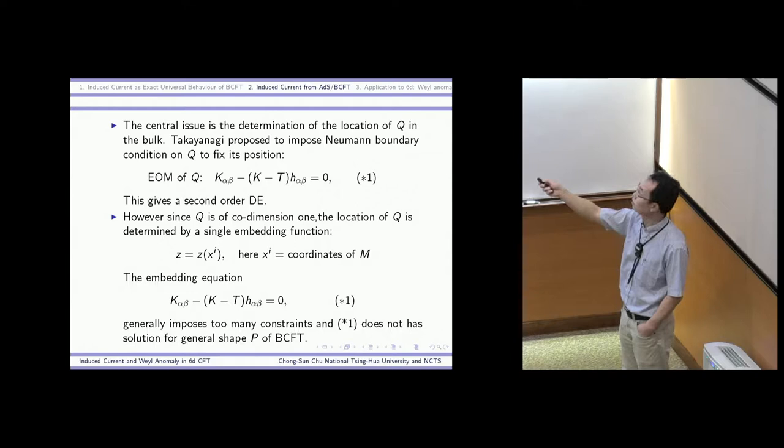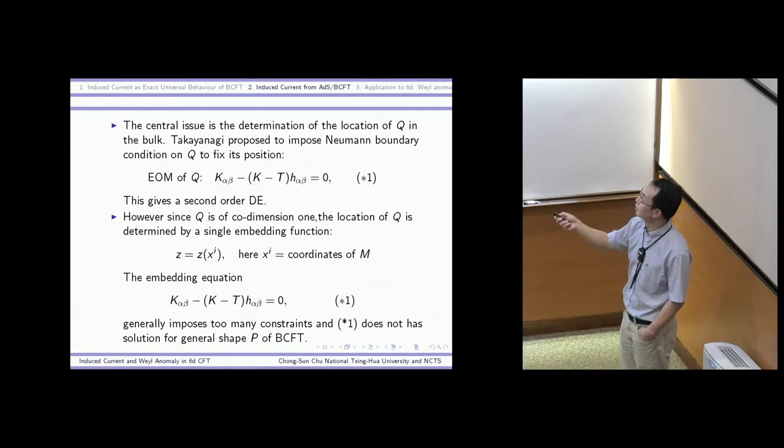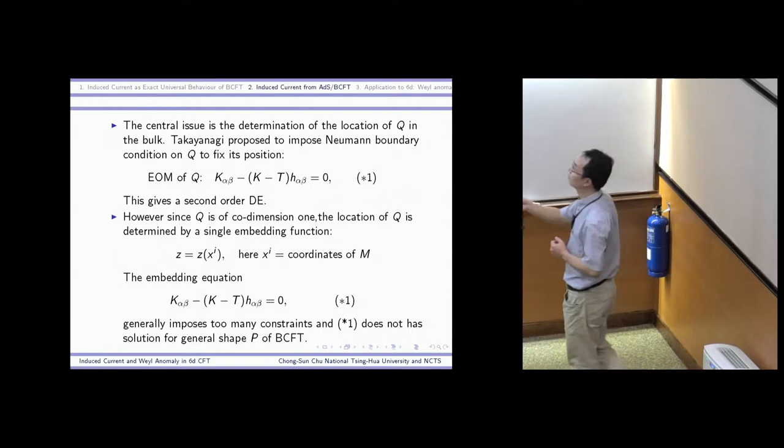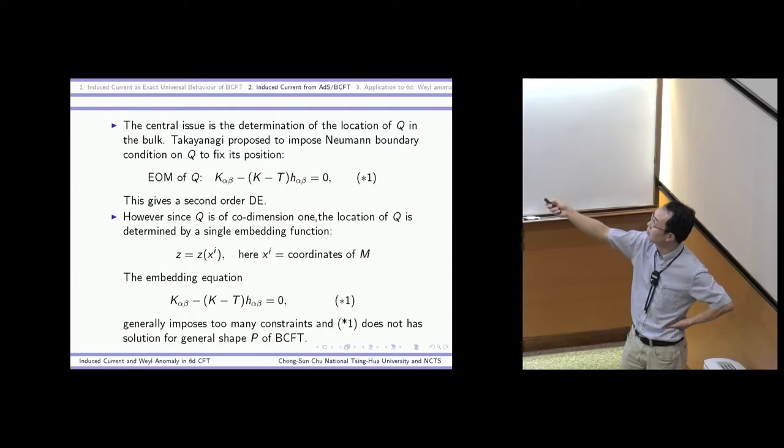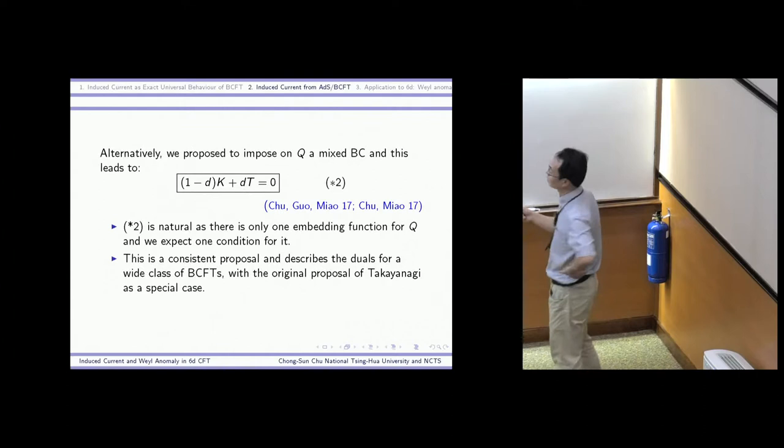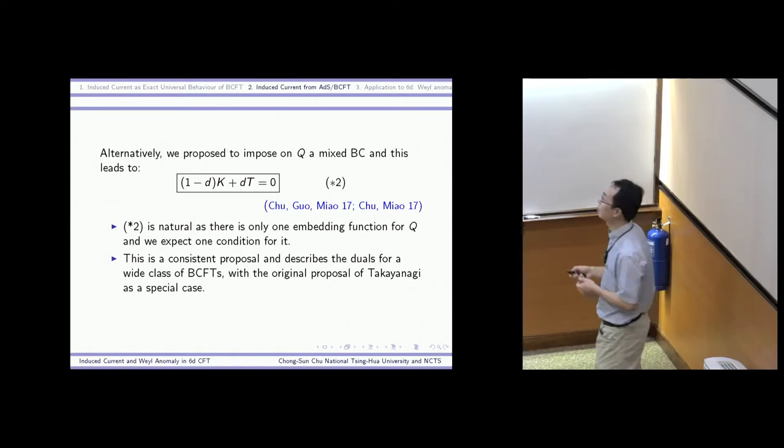But the problem is that Q is a codimension one embedding. So we only have one function to determine, just a single embedding function. But this is a set of equations which has many independent components in general. So this is not consistent in general. Tadashi did it for a flat boundary, just a straight line or a circle.